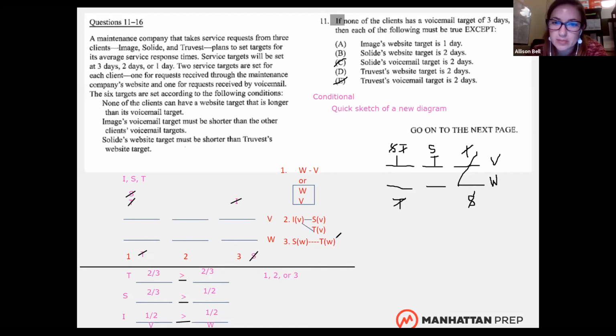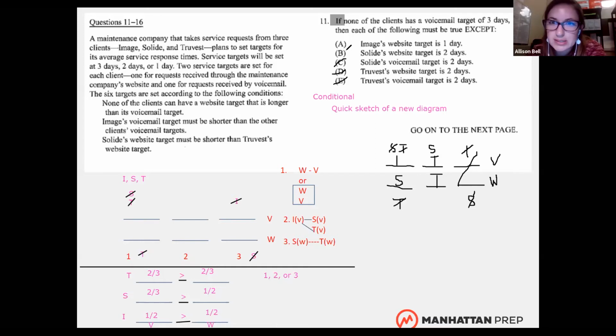So S has to come before T. So that makes it pretty clear that I'm going to need to have S in space 1 and T in space 2. That's the only way for S to come before T. That's a significant inference, so I'll check to see if I can rule anything off yet. So T's website target is 2 days, does have to be true. Ooh, S's website target is 2 days is something that is clearly false based on this diagram.